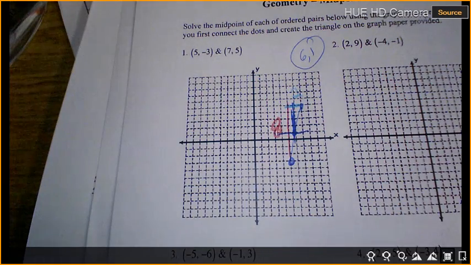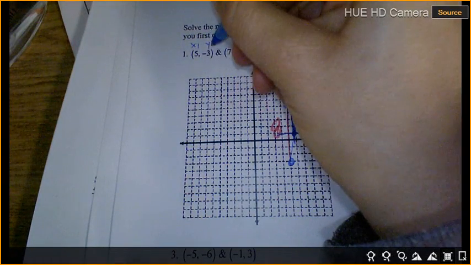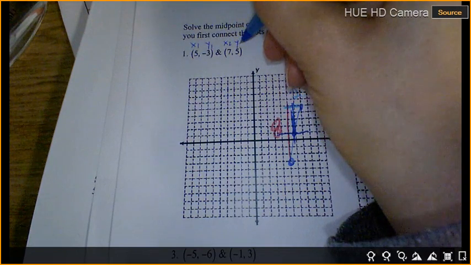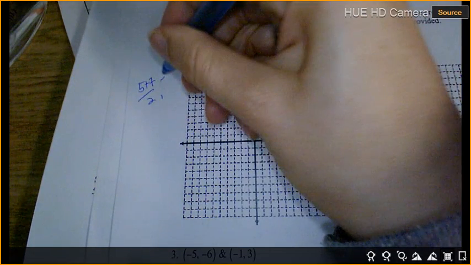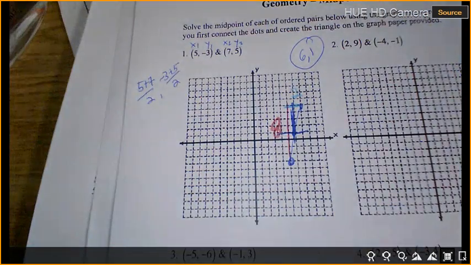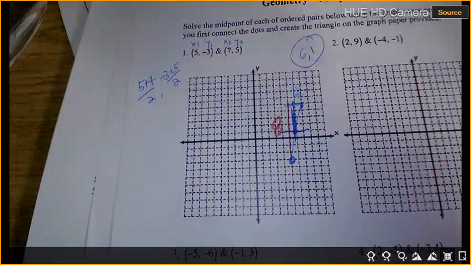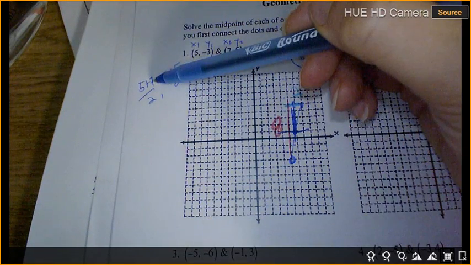Now I'm going to do it the algebraic way, where this is x1, y1, x2, y2. So I'm just going to go 5 plus 7 divided by 2, and negative 3 plus 5 divided by 2. Right, so I'm doing it two different ways: algebraically and graphically. 5 plus 7 is 12.